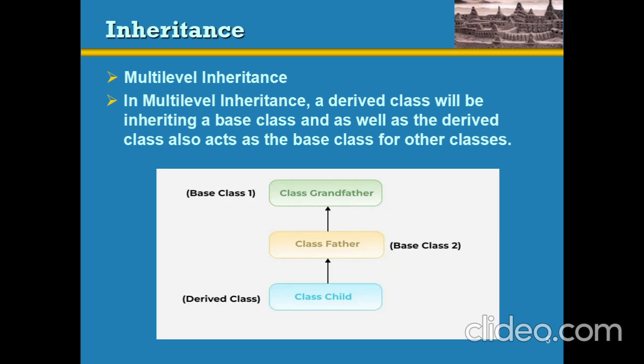Next we have multilevel inheritance. Think of this as a chain of command. What's that? Chain of command. Here a derived class inherits from a base class, but that same derived class then acts as a base class for another class. For example, a child class inherits from a father class, which in turn inherits from a grandfather class. Each level down the chain gains the cumulative properties of the levels above it.